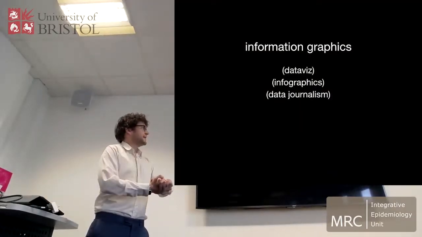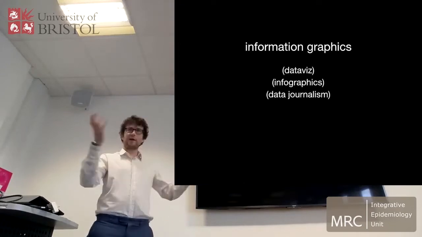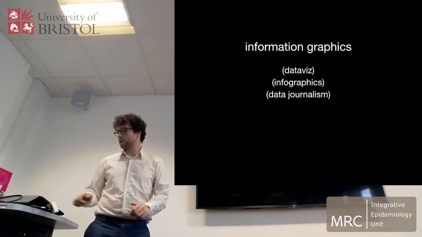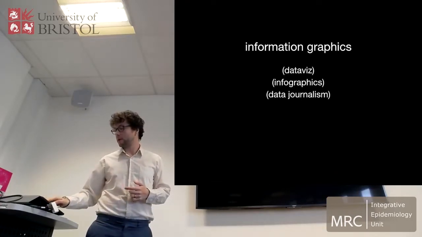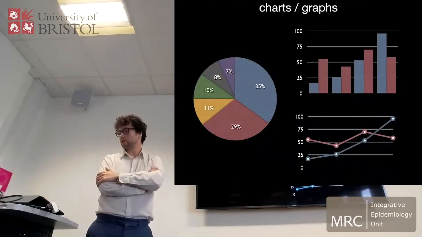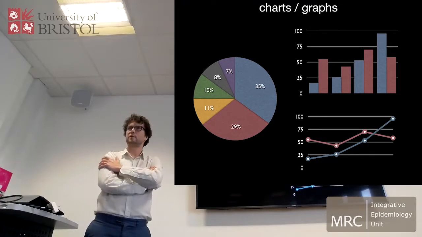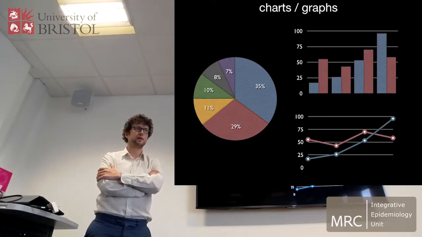So information graphics, or data viz, or infographics, or data journalism, or whatever you want to call it. There are so many different terms for it. It takes many different forms, as I'm sure you've seen being part of the data viz interest group. And some of the simplest forms are charts and graphs. How long have these kinds of things been around, do we think? Bar charts and pie charts. Any ideas?